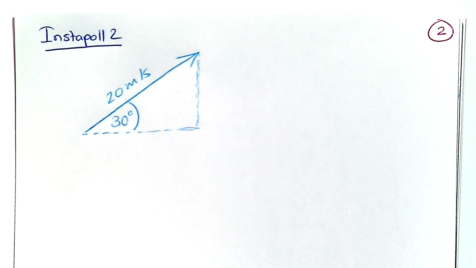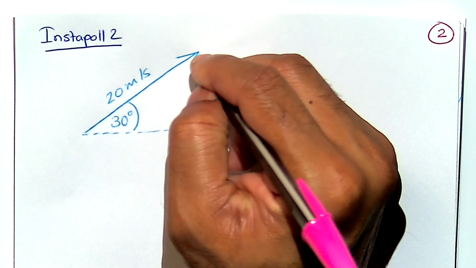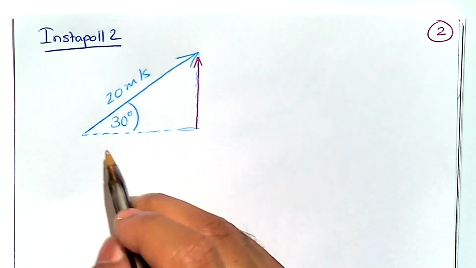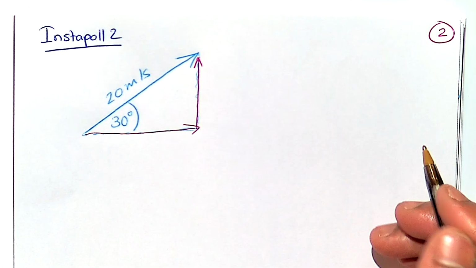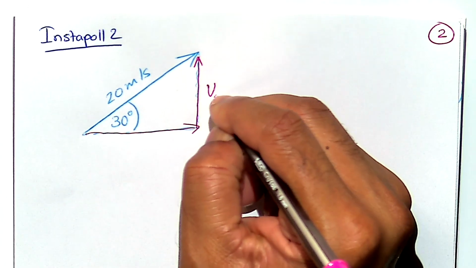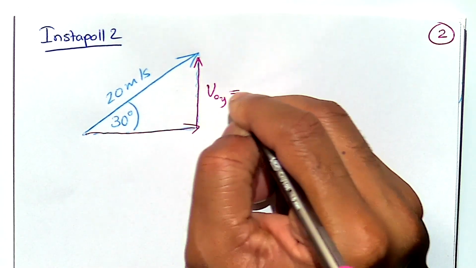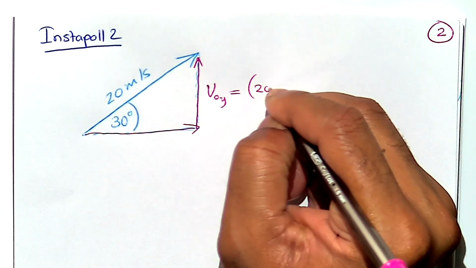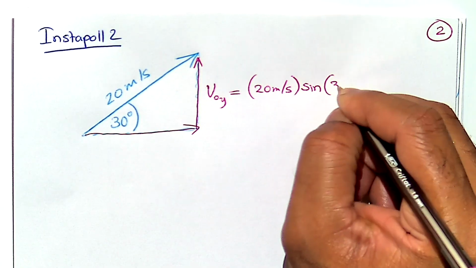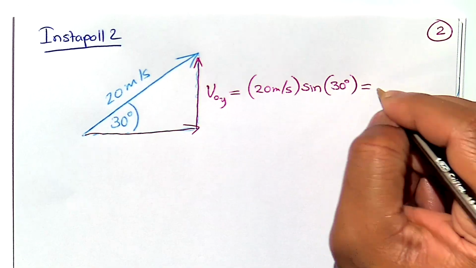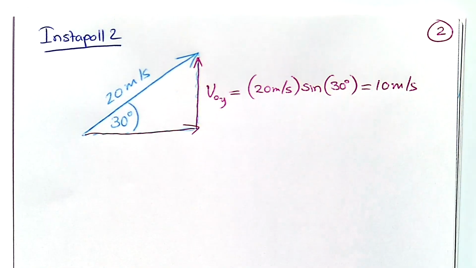So in the previous step, we already did one of them. The velocity is made out of two components, the x part and the y part. The y part, v naught y, we said was equal to 20 meters per second times sine of 30 degrees, which is equal to 10 meters per second.